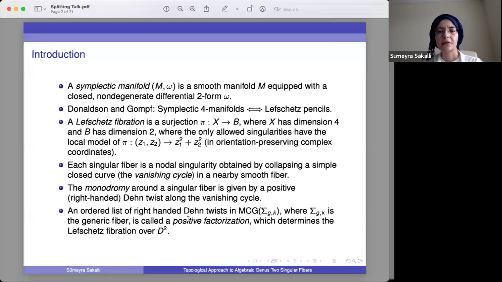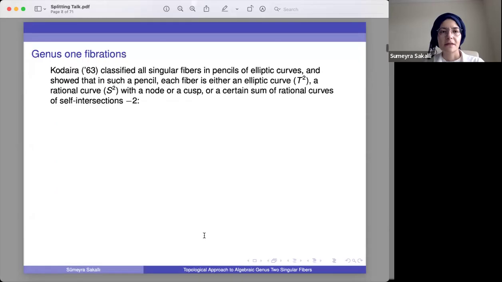And as I just said, when you have a positive factorization, when you compute that and know that, then it completely determines your fibration over the 2-disk. It tells you what is your total space, what is the corresponding 4-manifold. So it gives us a lot of information. So these are all background. And now I will give some history related to our work.